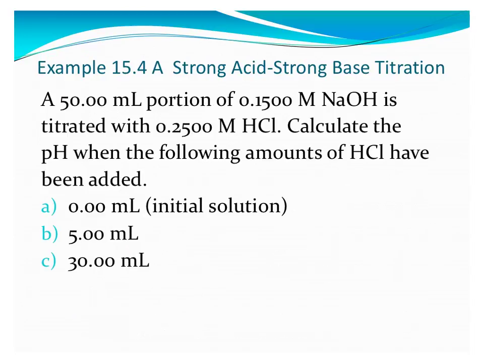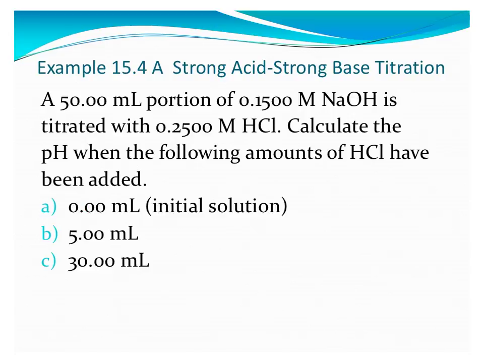So here's our strong acid-base problem. It says a 50 milliliter portion of 0.15 molar NaOH is titrated with HCl. Calculate the pH when the following amounts of HCl have been added. Whenever we have volume changes, we need to do everything in moles and dilute our molarities into their final molarities. But for part A here, there is no volume change. Initially, no acid has been added.